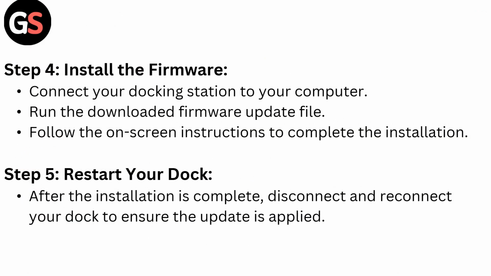Step 4. Install the firmware. Connect your docking station to your computer. Run the downloaded firmware update file. Follow the on-screen instructions to complete the installation. Step 5. Restart your dock. After the installation is complete, disconnect and reconnect your dock to ensure the update is applied.